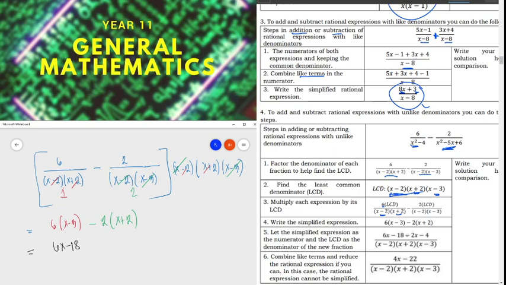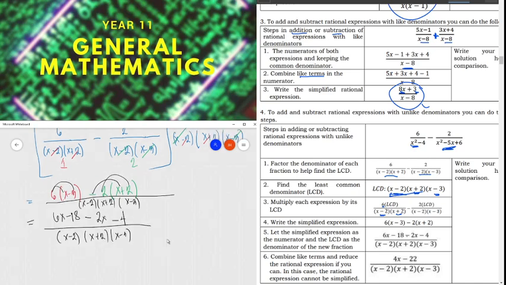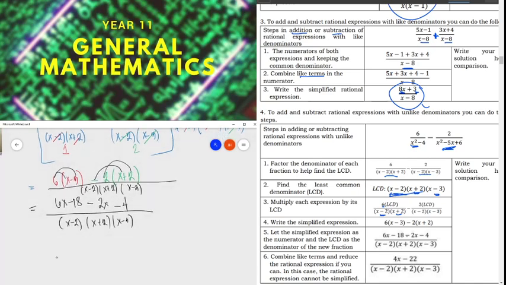18 over, remember we are over the LCD here, so x minus 2 over x plus 2, x minus 3. Okay, simplify, just distribute. Minus, okay, negative 2x, then negative 4. Over again the LCD, which is x minus 2, x plus 2, and then x minus 3. Okay, so simplify like terms.